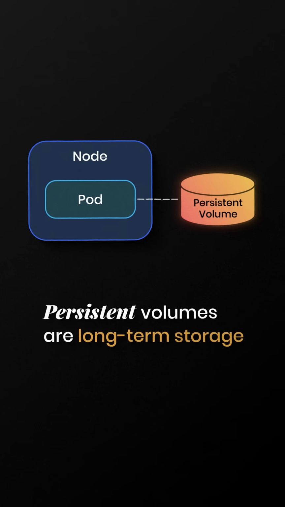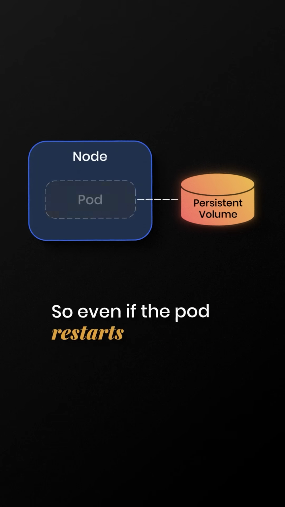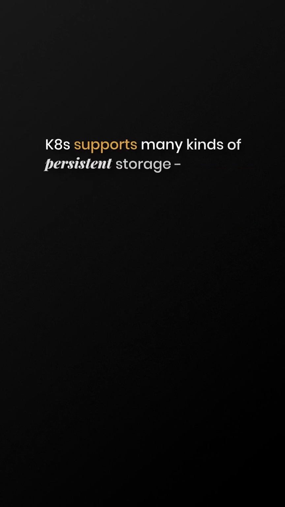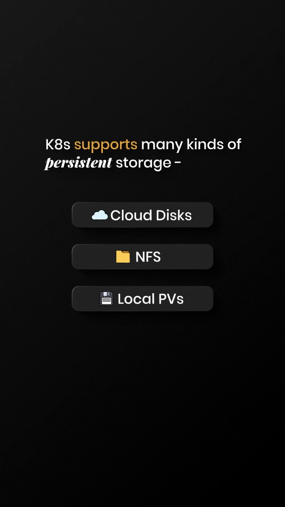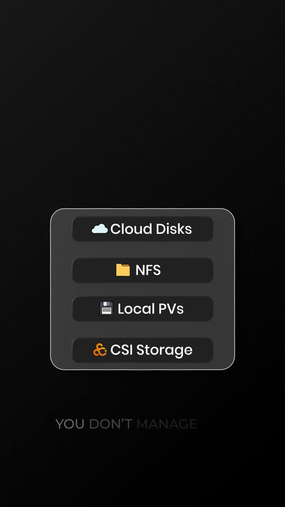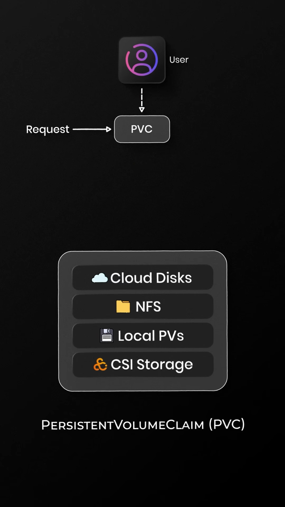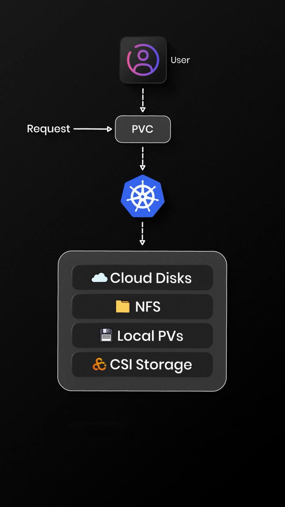Persistent volumes, on the other hand, are long-term storage. They live outside the pod, so even if the pod restarts, moves to another node, or gets recreated, the data stays exactly where it is. Kubernetes supports many kinds of persistent storage: cloud disks, NFS, local persistent volumes, and modern CSI-based storage. But the good news is, you don't manage any of that directly. All you do is create a persistent volume claim, PVC, and Kubernetes makes sure the claim is backed by real, durable storage behind the scenes.